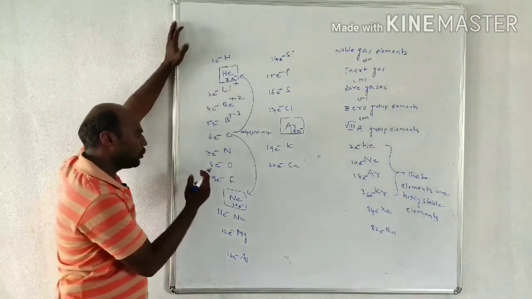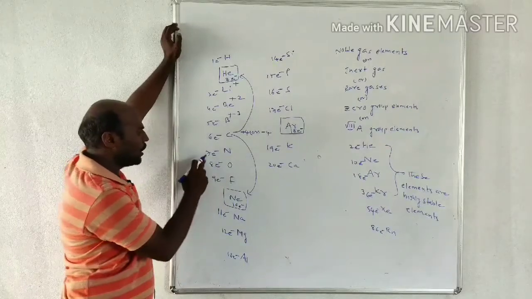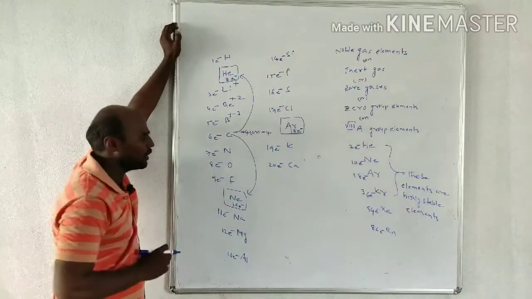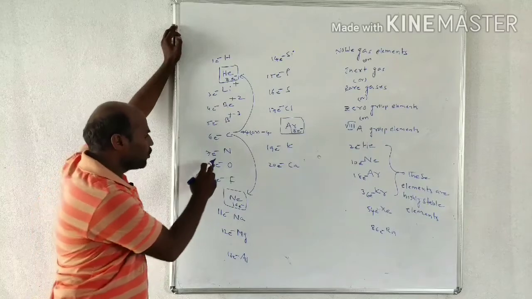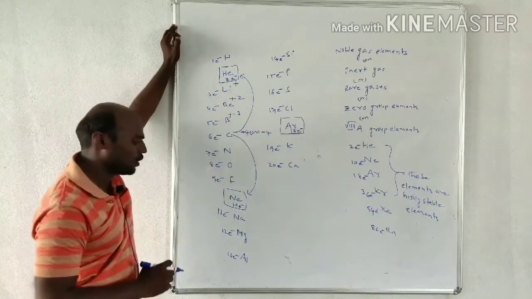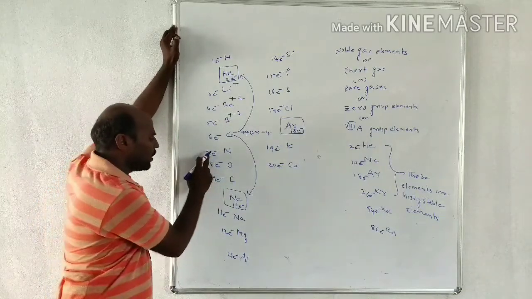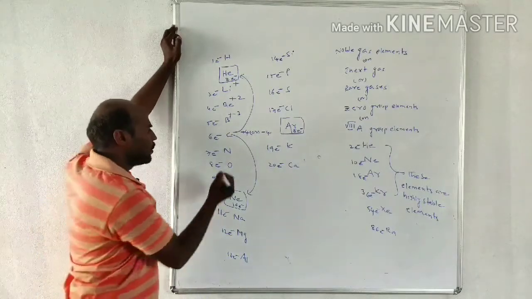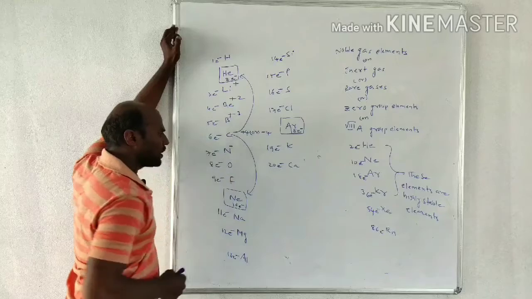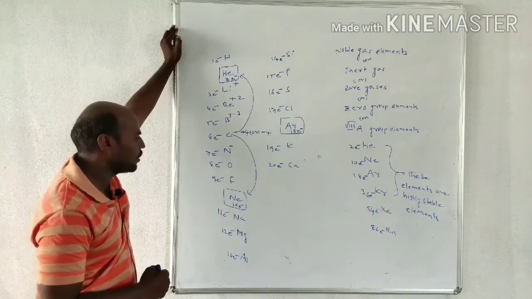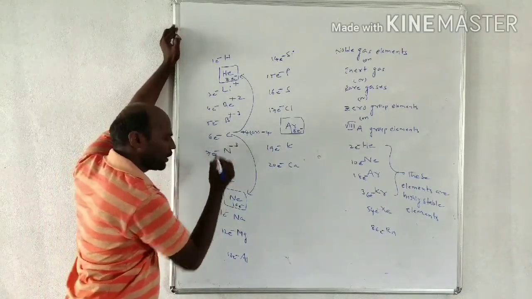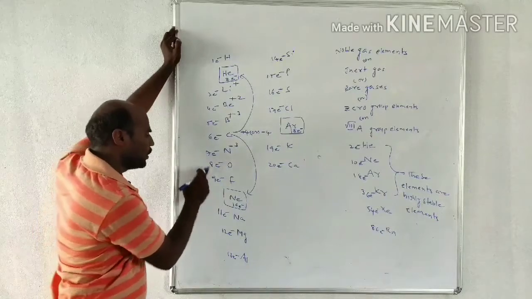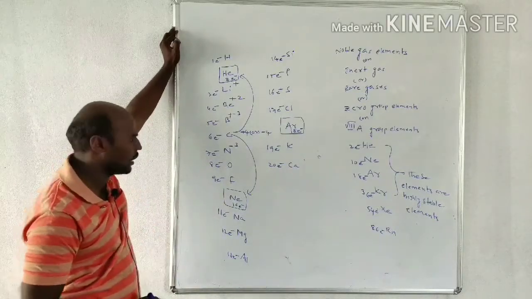Similarly for nitrogen. How many electrons are present in nitrogen? 7 electrons. So nitrogen is nearer to neon. 7 electrons are converted to 10 electrons. The minus sign indicates gain of electrons. How many electrons will be gained? 3 electrons. So nitrogen is converted into neon by gaining 3 electrons.